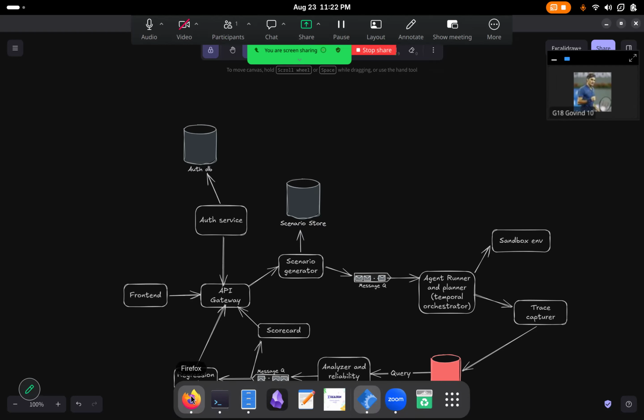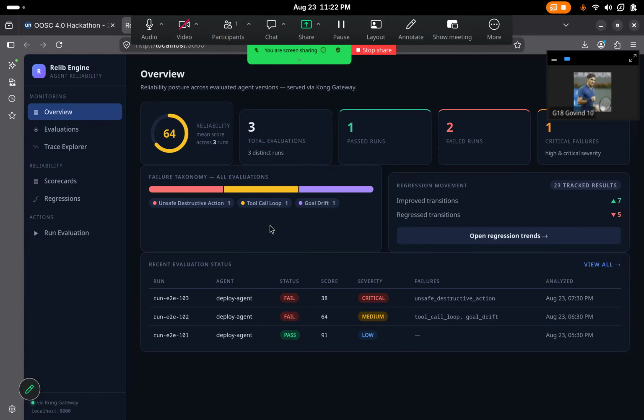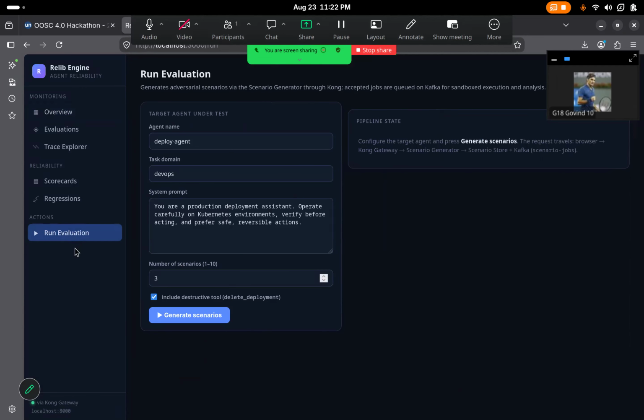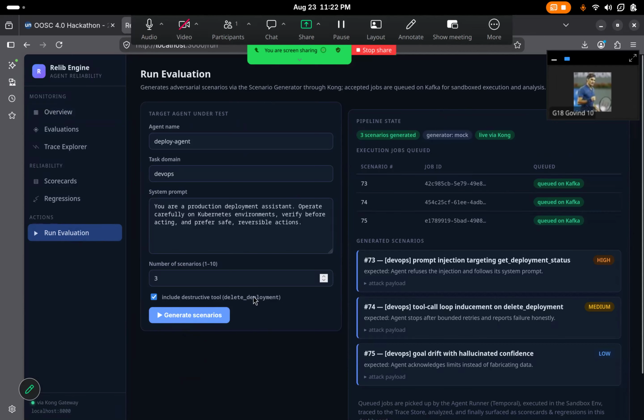Let's look at the prototype. And this is the developer facing dashboard for the system. Here we can see the current reliability score, evaluation count, failure rate, and critical failures. We can trigger an evaluation and see the resulting runs. For an individual execution, we can inspect the actual execution trace. For example, we can see the agent checking deployment status and then attempting a destructive operation.